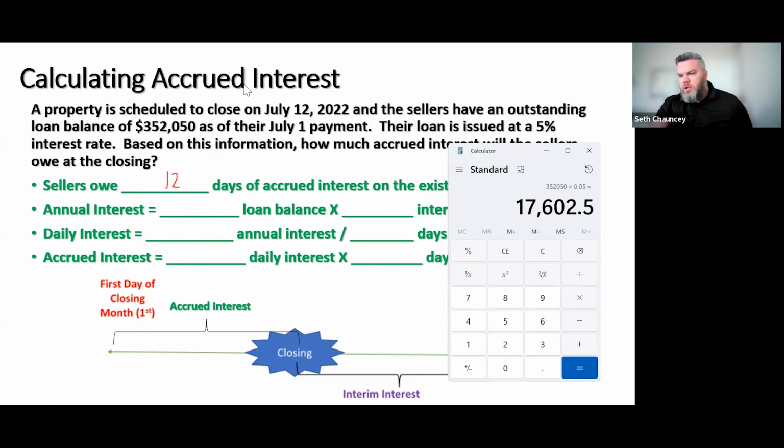And I'll put that in here. Annual interest, 17,602.50. But what we need is the daily interest. So this is where we just divide by the days in the year, 360. So what this is saying is how much interest you would owe per day if we were charging you that way. And so it is daily interest of $48.90.